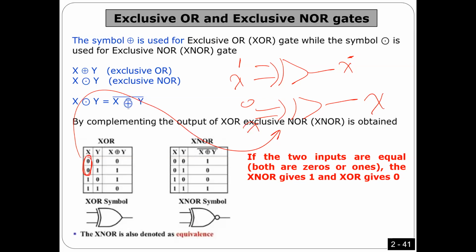When the input is 1, I'm going to get the inversion of the other one. And this is exactly what you can see. When one input is 1, with 0, I got 1, with 1, I got 0.